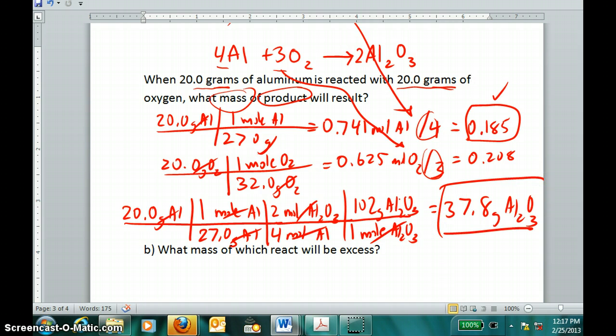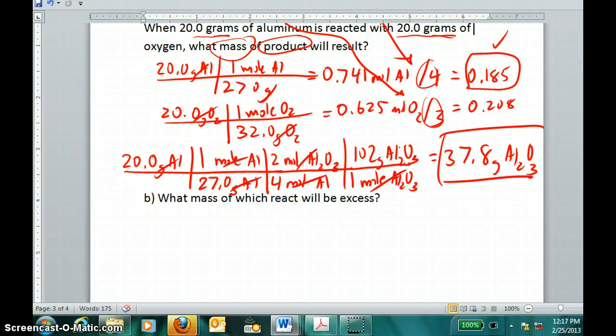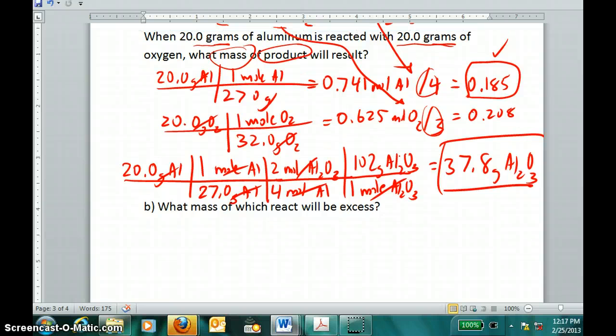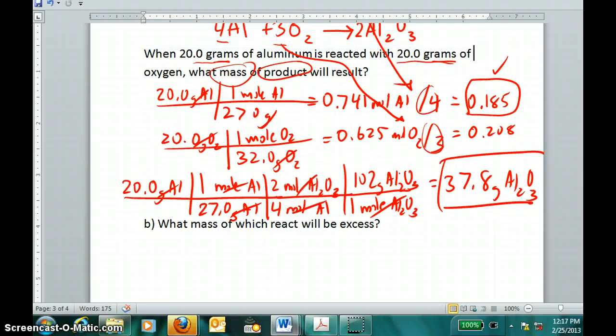Now, we're going to do the second part of the problem the same way we did back in our previous examples. We want to know what mass of which reactant will be excess. And immediately when I hear excess, I think two things. What did I start with? I started with 20 grams, and my excess is going to be oxygen because aluminum was limiting. The other reactant is excess. And I take what I start with, and I'm going to subtract what I use.